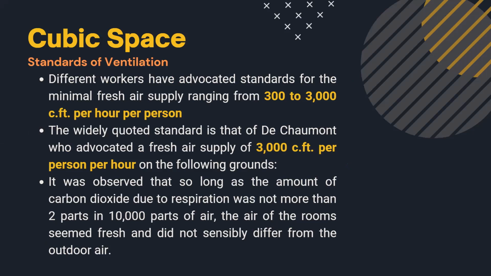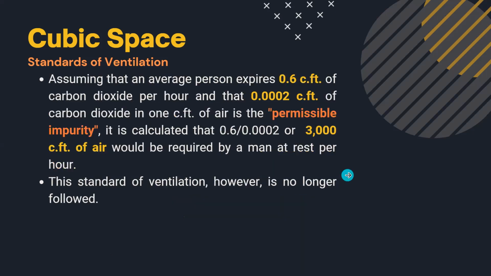Cubic space. Different workers have advocated standards for the minimal fresh air supply ranging from 300 to 3000 cubic feet per hour per person. The widely quoted standard is that of D. Schaumont, who advocated a fresh air supply of 3000 cubic feet per person per hour on the following grounds. Number 1, it was observed that so long as the amount of carbon dioxide due to respiration was not more than 2 parts in 10,000 parts of air, the air of the rooms seemed fresh and did not sensibly differ from the outdoor air.